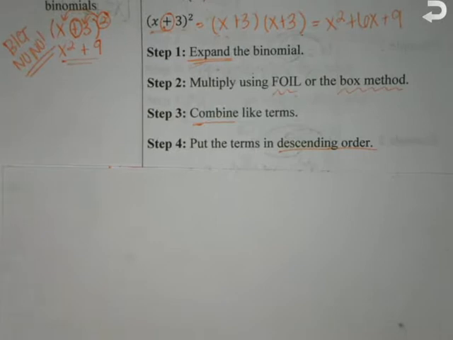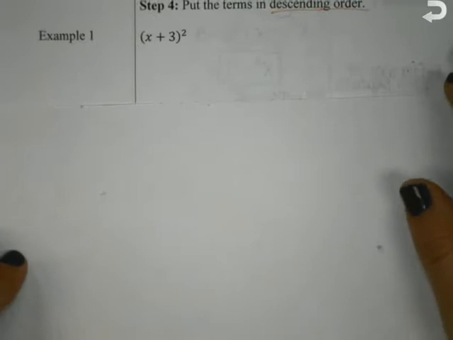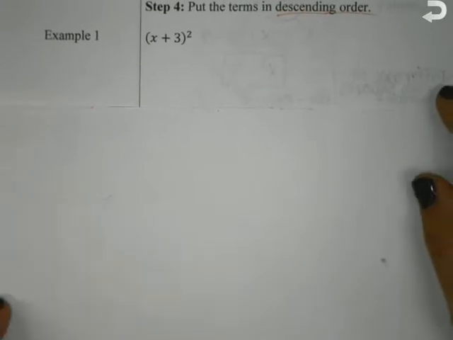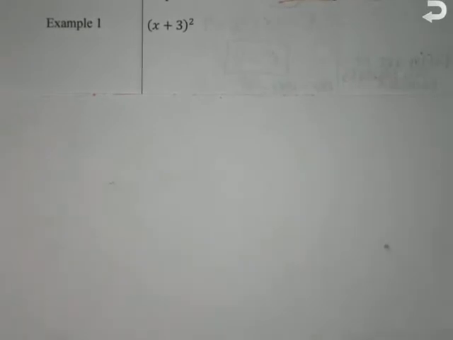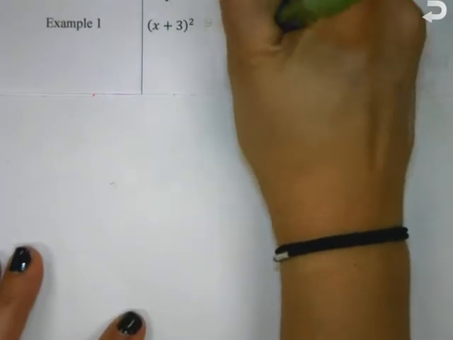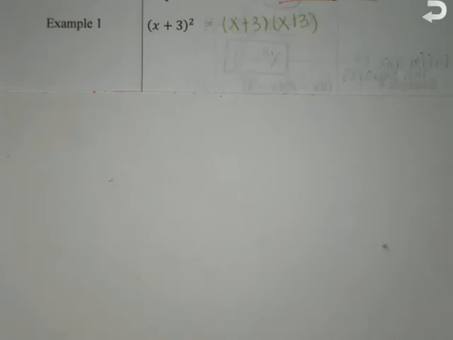So example 1, let's actually do the one that we did up here, okay? So you're going to see how I got the 6x. So example 1, x plus 3 squared. Step 1 said that we expand the binomial. So we're going to expand it by writing x plus 3 times x plus 3. You can use box or FOIL, whichever one. It doesn't matter. Okay, I'm going to use FOIL method on this one because I used box last time.